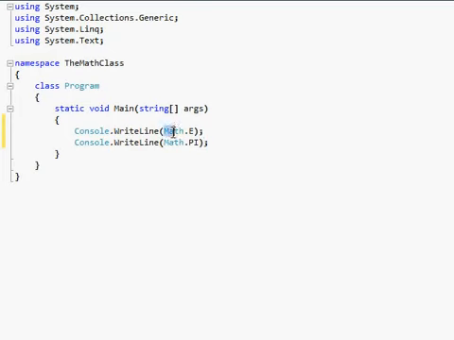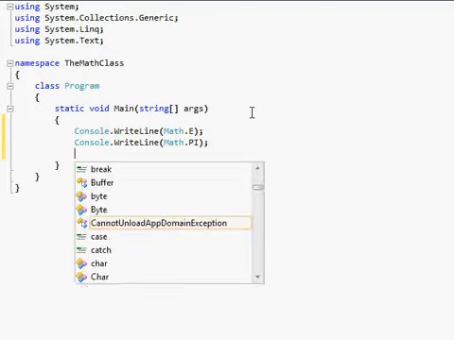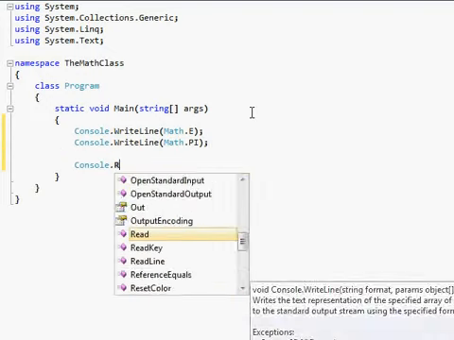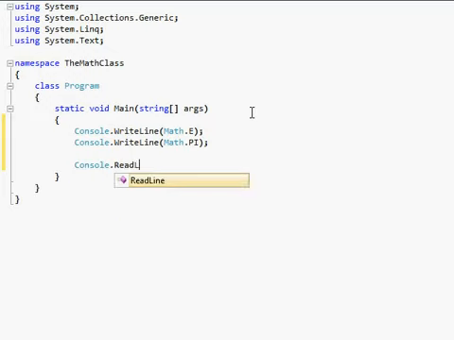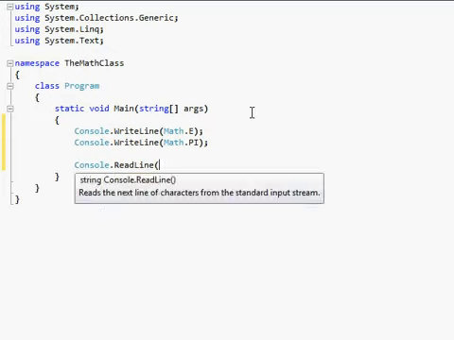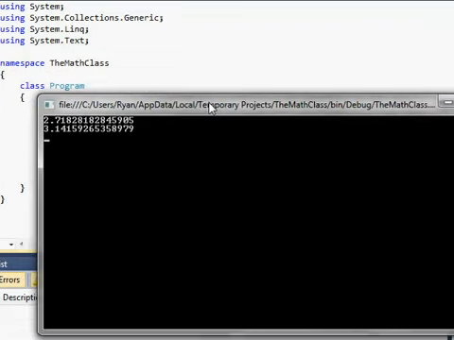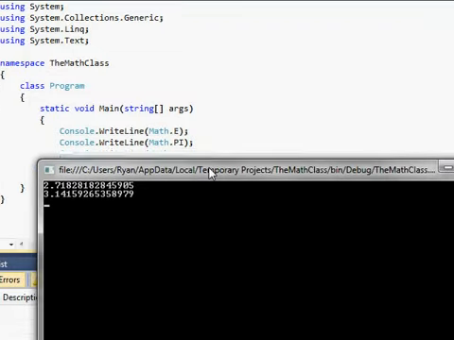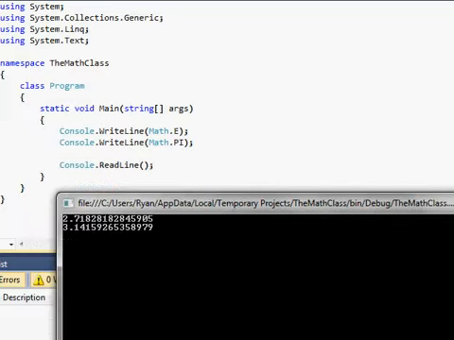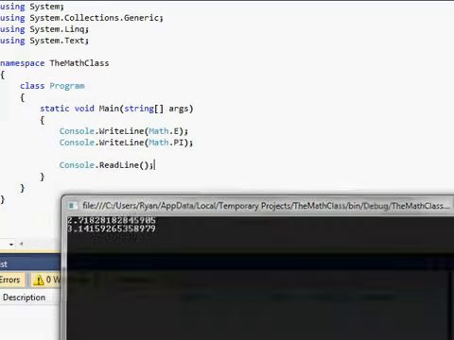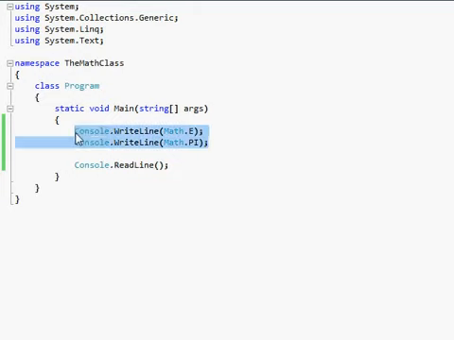E is Euler's number, 2.718. It's used for exponential growth and decay. Pi is used for circles and triangles, trigonometry and stuff. So let's go ahead and run this, and hopefully it'll print out 2.718 and 3.14159. Let's run. 2.718, 818, 28, 45905, okay, whatever. I'm not going to give you a math lesson as to how they calculate these, but that's what that does.